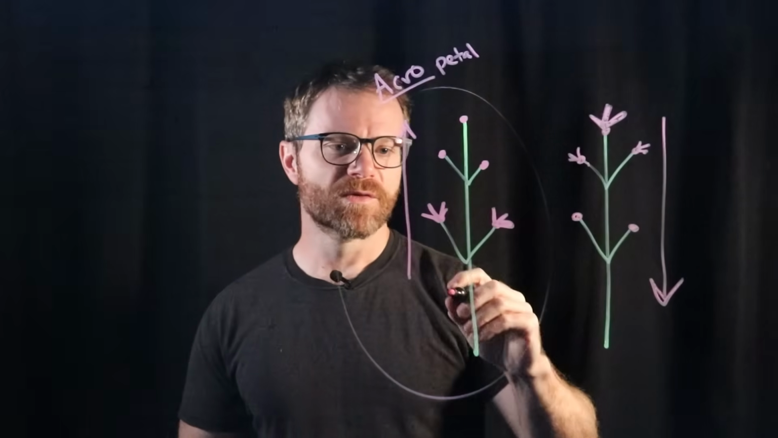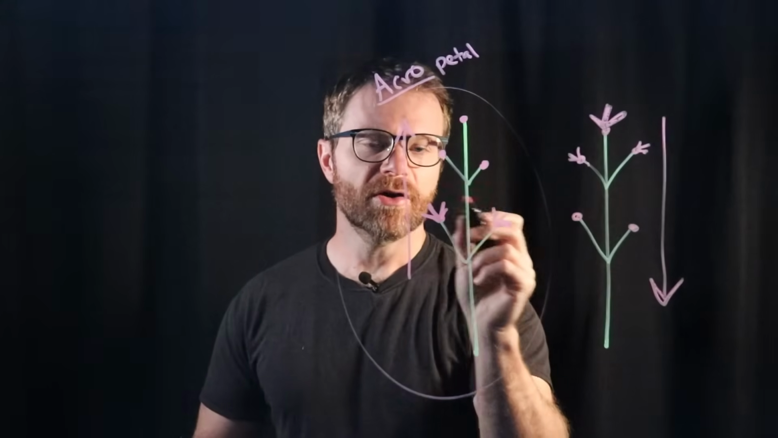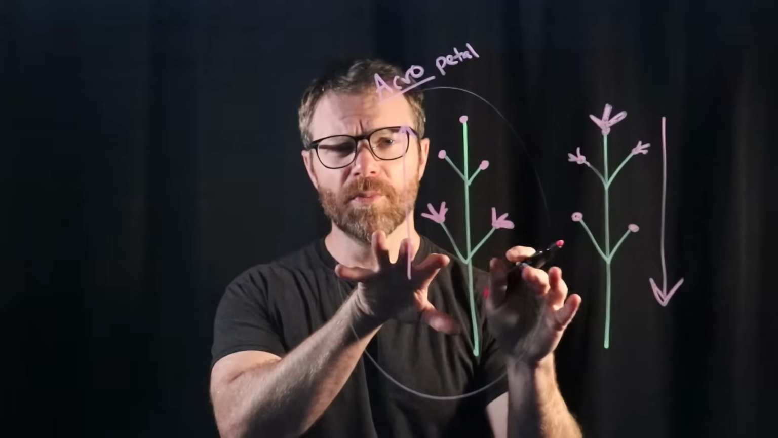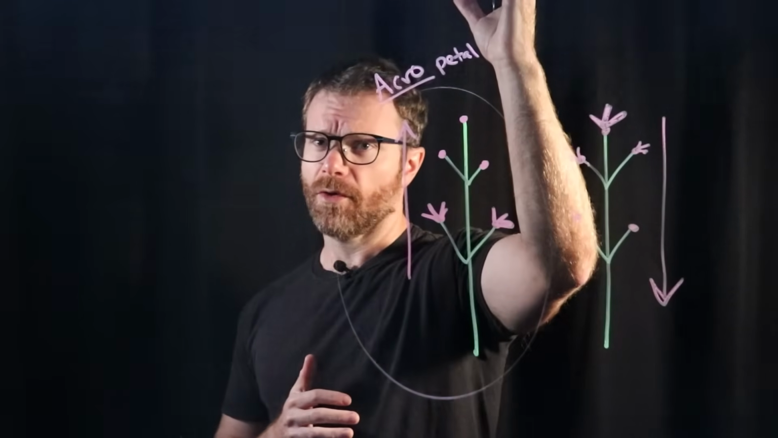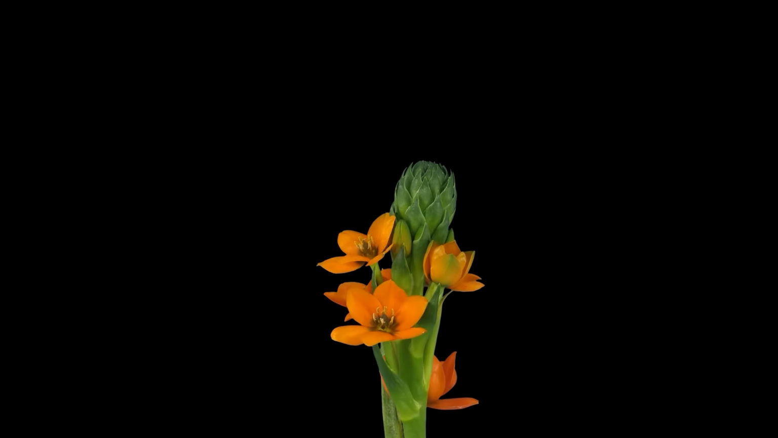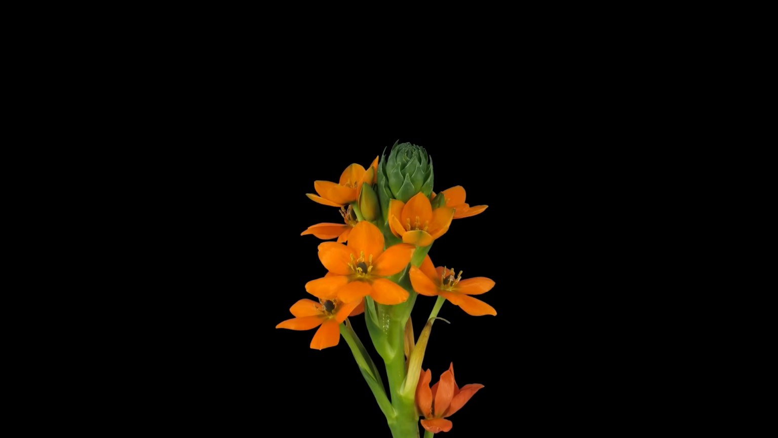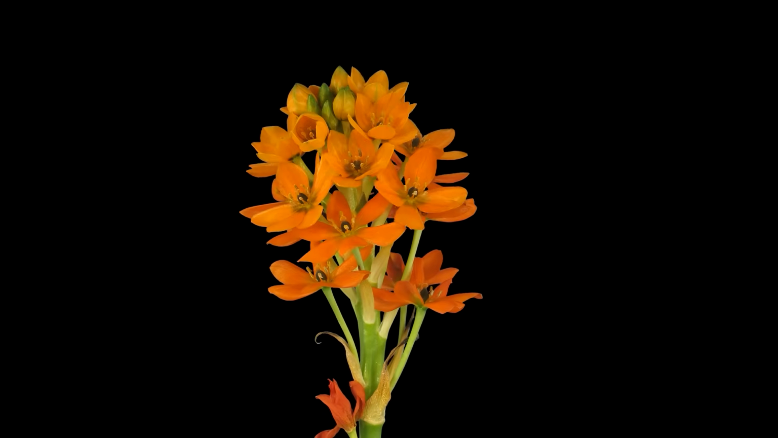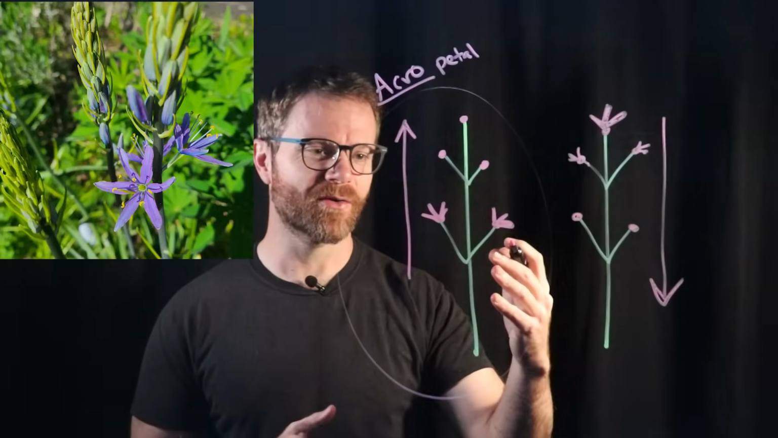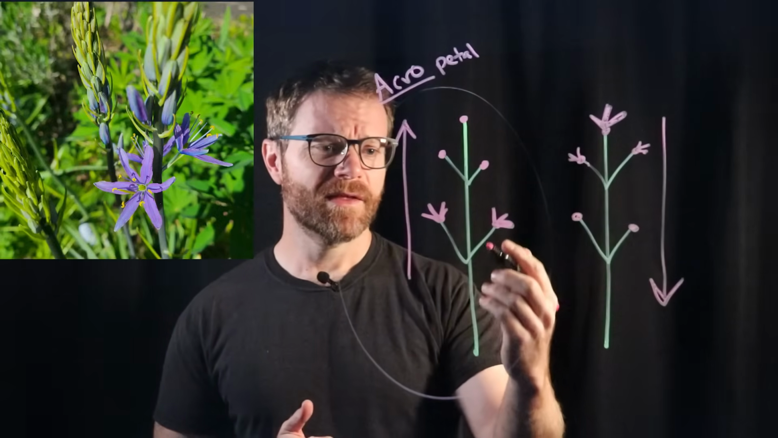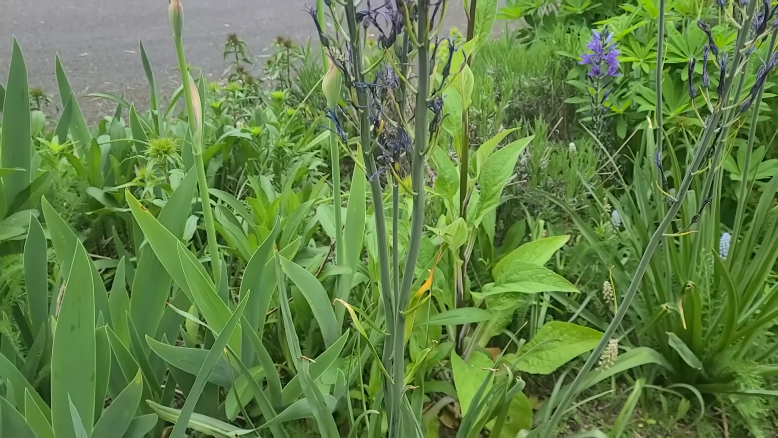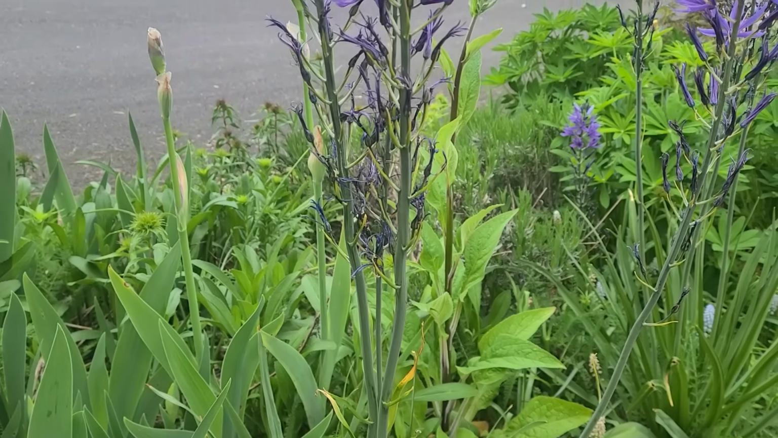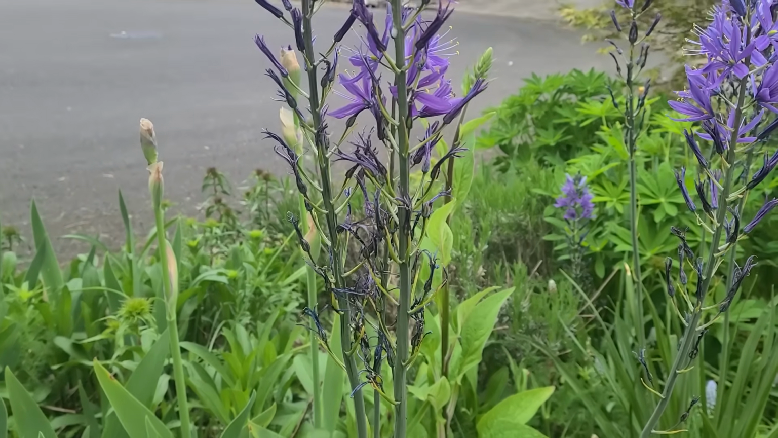So acropetal is when we start flowering. Our flower buds open on the bottom first and then work their way up. Lots of flowers have this acropetal flowering pattern. It's, I think, the most common. I did a big video on camas, Camassia quamash and Camassia leichtlinii. These plants have raceme inflorescences, and they always start blooming at the bottom first, and then as the season goes along, they work their way up.